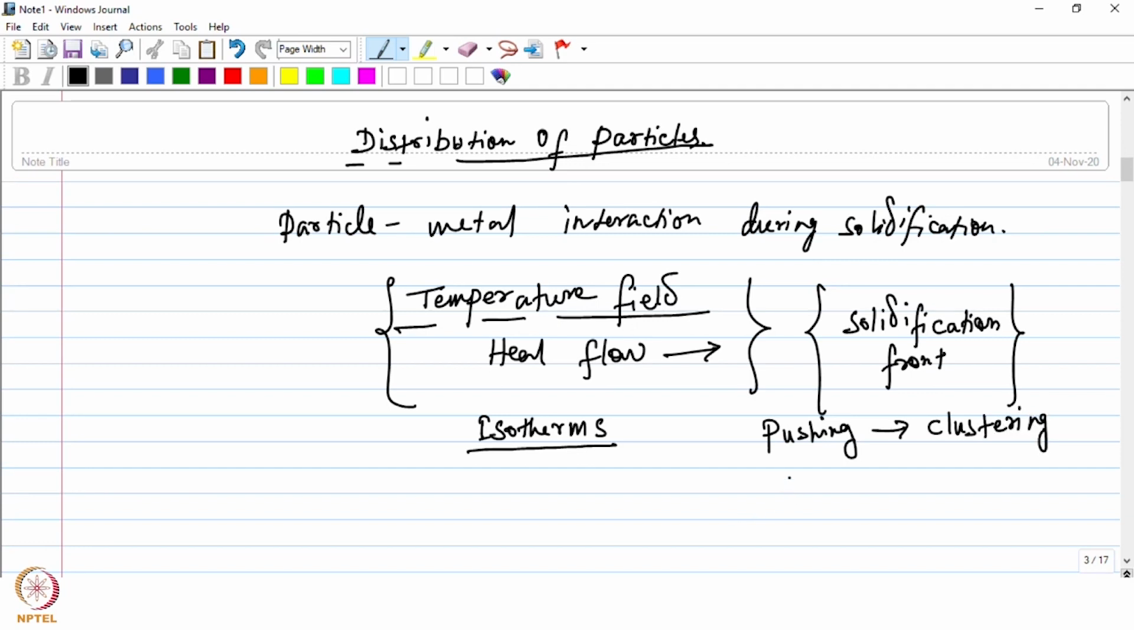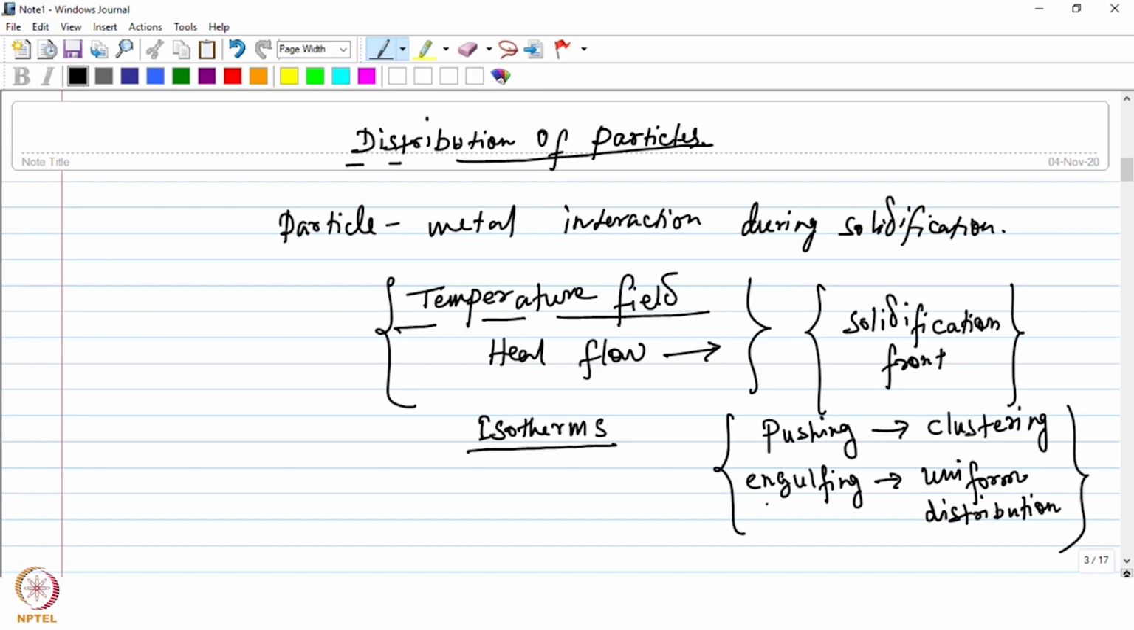Whereas if the solidification front engulfs the particles, then it will lead to uniform distribution. And whether pushing or engulfing will happen, for that you need to look at the isotherms or the temperature field, as I said. And one of the material properties which will affect these isotherms is the thermal conductivity.